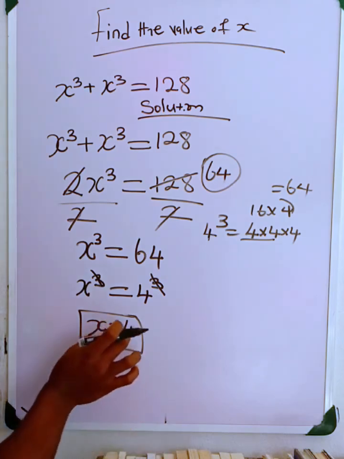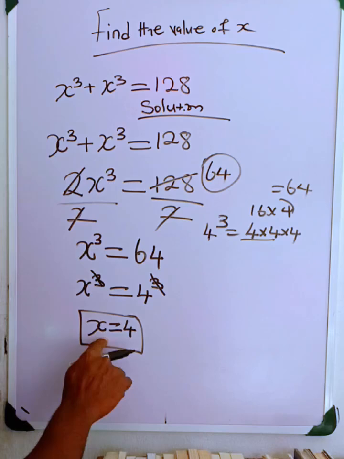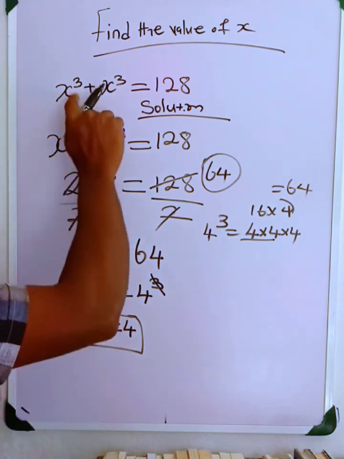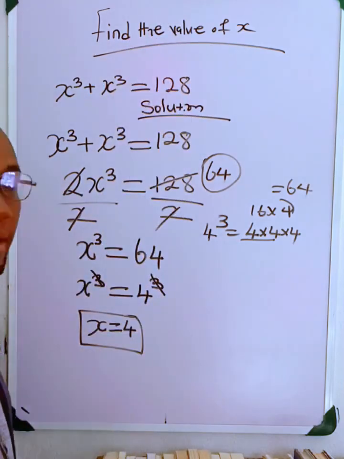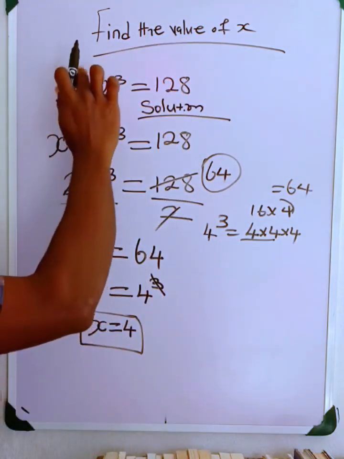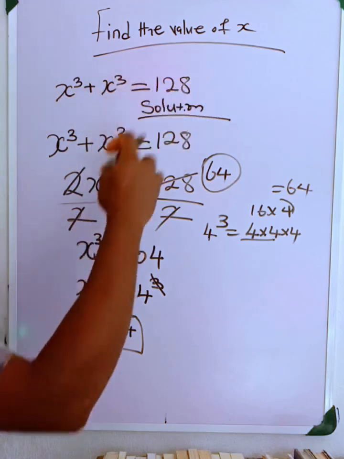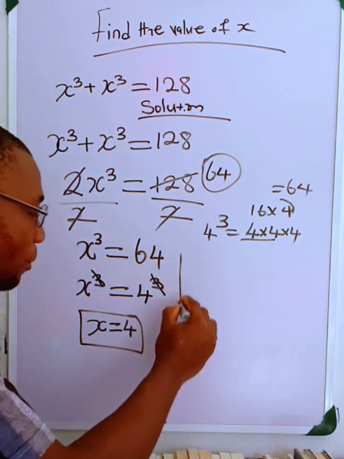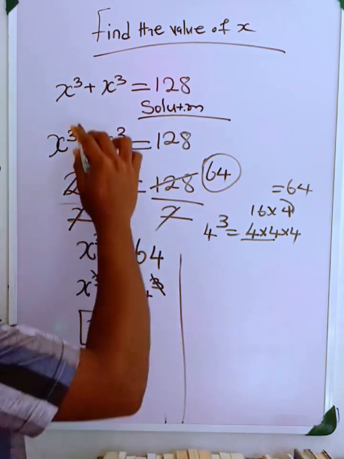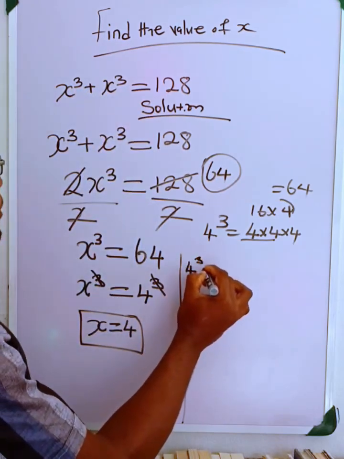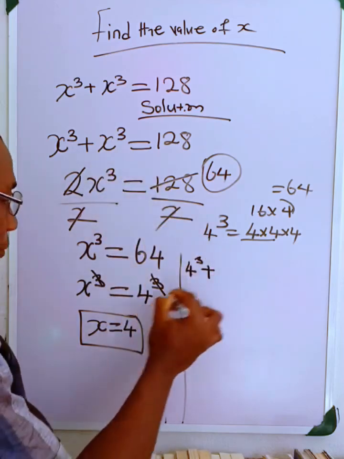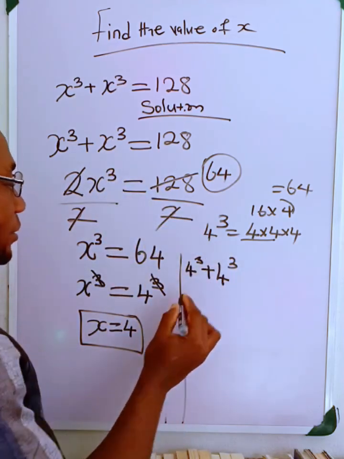Now, if we say that x equals 4, we need to substitute x as 4 in this equation to see if we can get this value 128. Remember, we are told that x raised to power 3 plus x raised to power 3 equals 128. So let's go back to the equation. x raised to power 3, x is now what? 4. So we now have 4 raised to power 3 plus 4 raised to power 3.